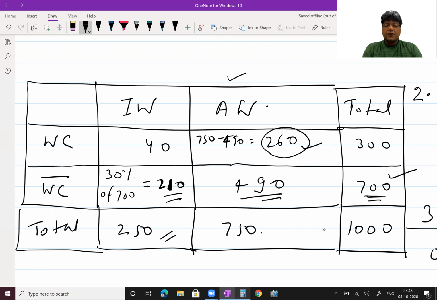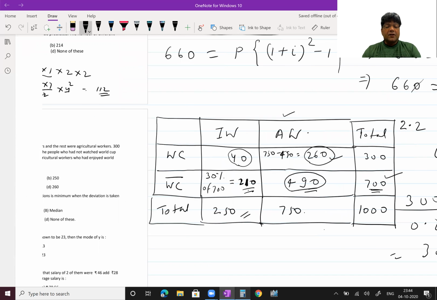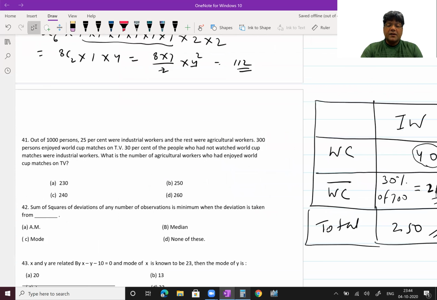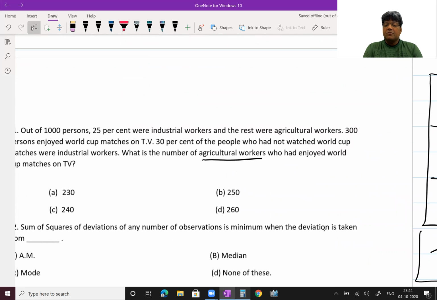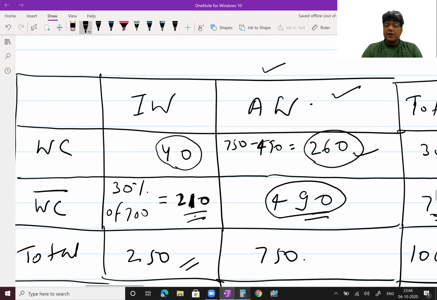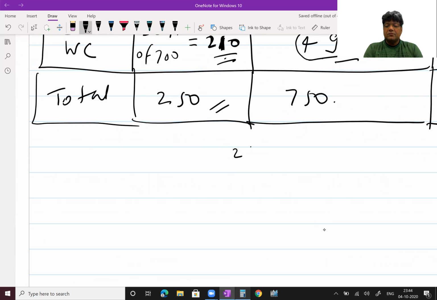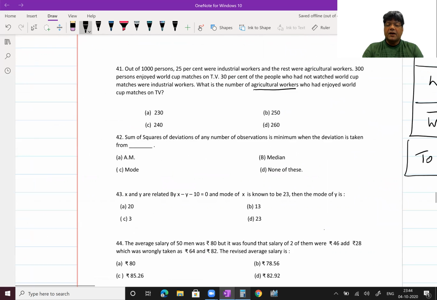260 agricultural workers watched the World Cup, 490 agricultural workers didn't watch, total 750 agricultural workers. 40 industrial workers watched the World Cup and 210 have not watched. This is the total calculation, guys. Now what is the question? What is the number of agricultural workers who had enjoyed the World Cup? Agricultural workers who enjoyed the World Cup, that is 260. Your answer is 260, option D.